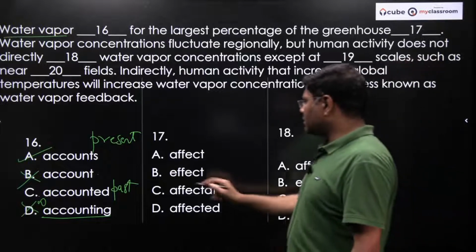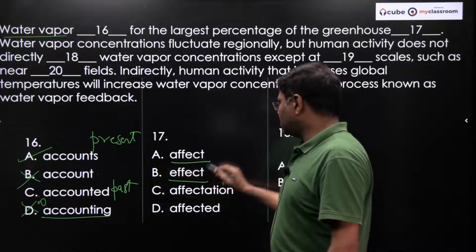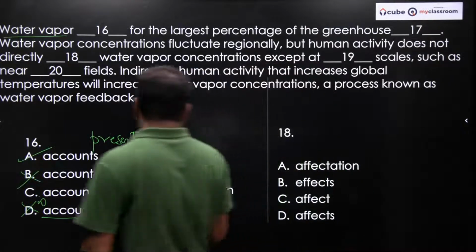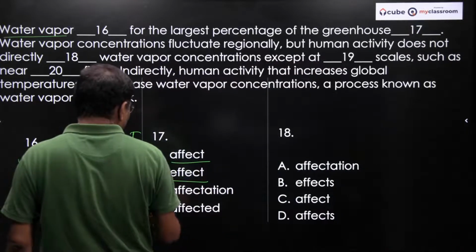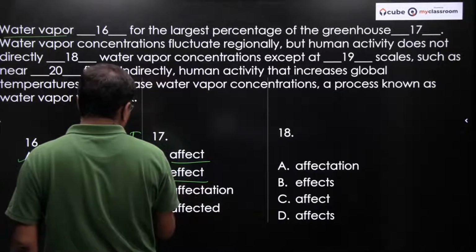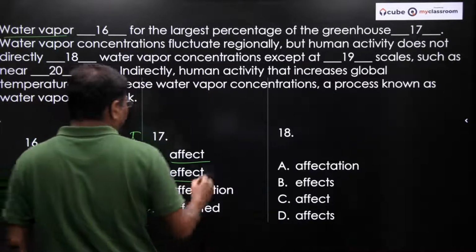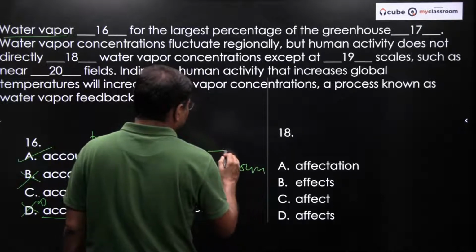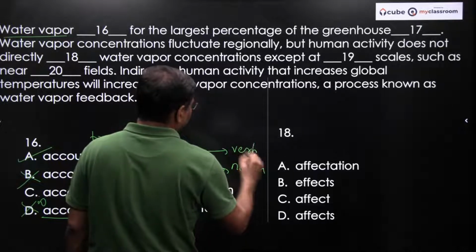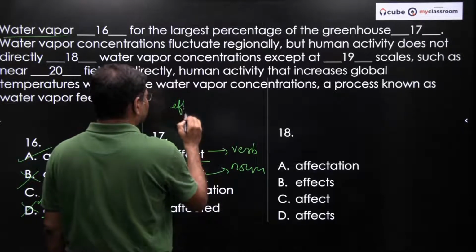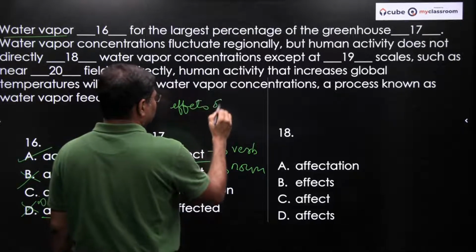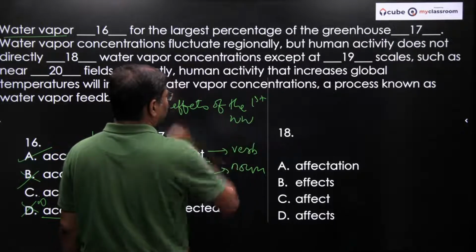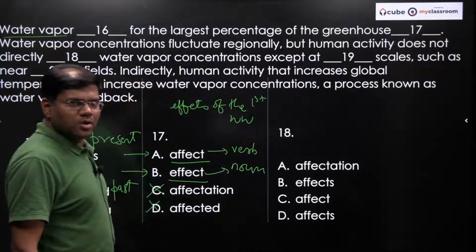Now greenhouse effect, affectation or affected. Now again it becomes a problem. Most of you would not mark these two, but you will always be confused between affect and effect. Now please understand, effect is a noun and affect is a verb. Effects of the First World War. Effects of the First World War, right?